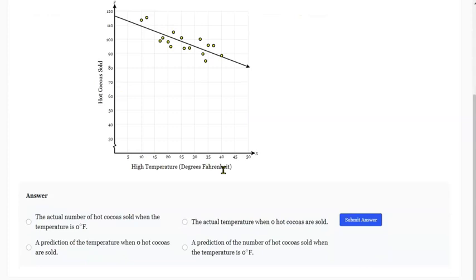So we're going to come down here and take a look. Anything that says actual would be incorrect. So there are no actual data at that point. But it is a prediction of the temperature when 0 hot cocoas are sold? Nope. A prediction of the number of hot cocoas sold when the temperature is 0.